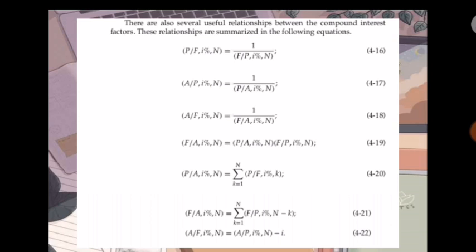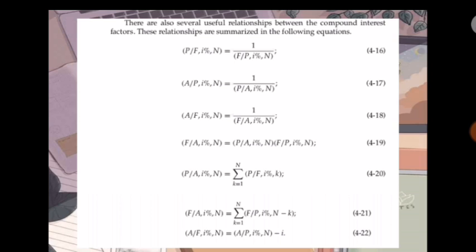P over F, the present equivalent value over the future equivalent value, at interest rate i and N, is equal to 1 over F over P, i, N. Another, A over P, i, N is equal to 1 over P over A, i, N. Another, 4.18, A over F, i, N is equal to 1 over F over A, i, N. Another, F over A, i, N is equal to P over A, i, N times F over P, i, N.